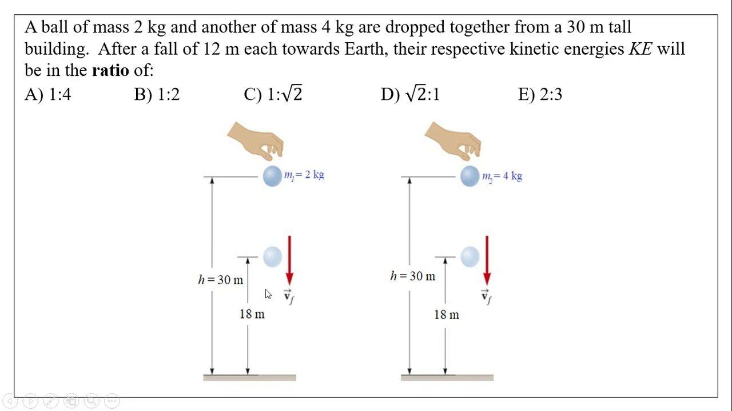Here, H is 30 meters, and the problem says that it has fallen a distance of 12 meters towards the Earth. So my green arrow is going to be pointing downward, and that distance is 12 meters, and the vertical displacement is negative 12, because displacement is a vector. So depending on how you want to say it.